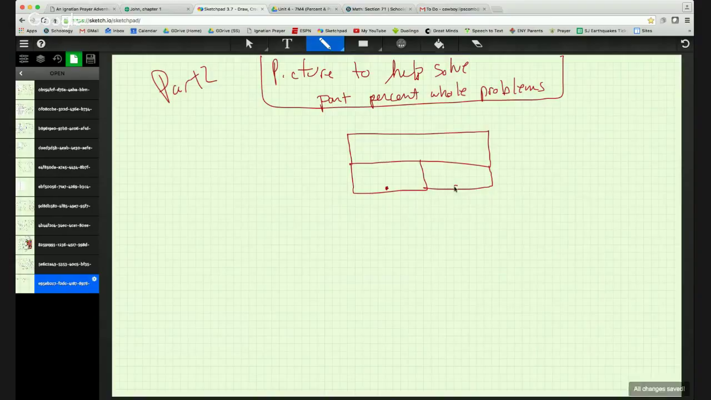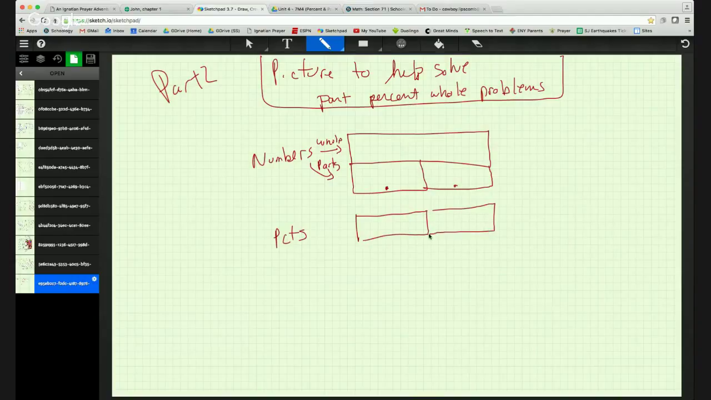Okay, so these are going to be our numbers. And these are going to be our percents, our numbers, and this is going to be our whole, and this is going to be our part. So just bear with me while I draw this picture, and it'll all hopefully start to make sense soon. And we'll do some problems. And this will be our parts. And this will be our whole.